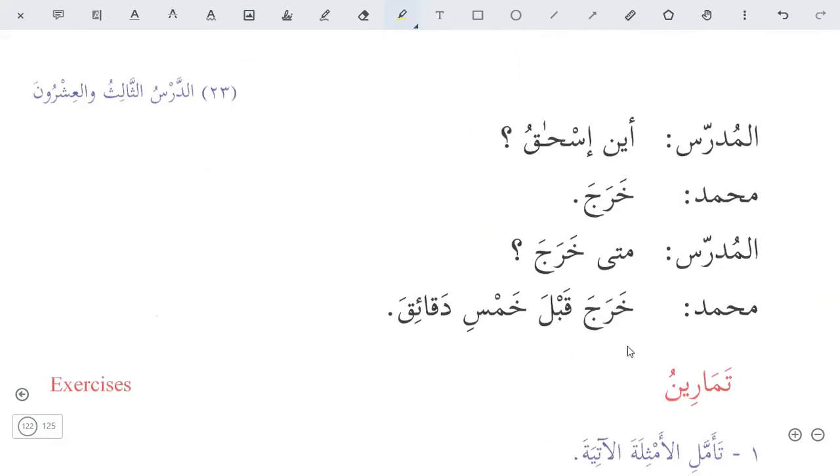Okay, thank you very much. Yes, this is our lesson for today. And tomorrow, inshallah, we will finish this book. Tomorrow will be the last lesson of this book.